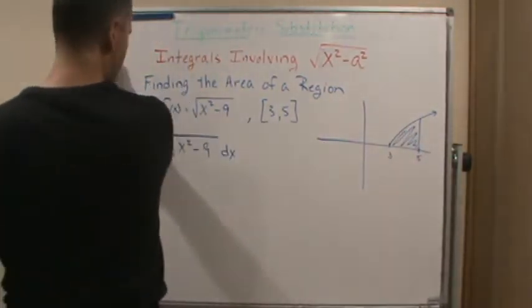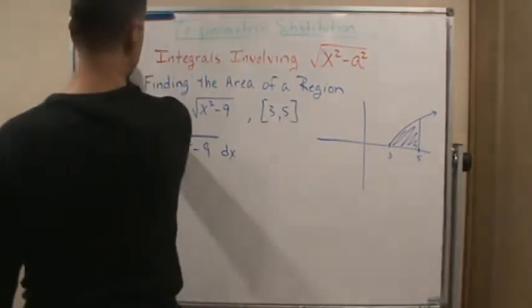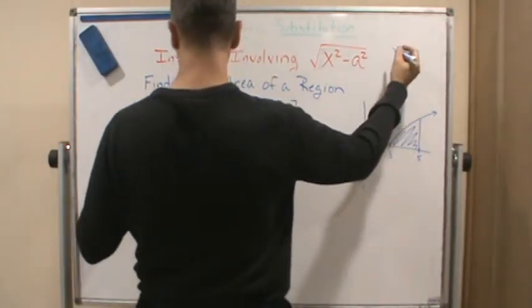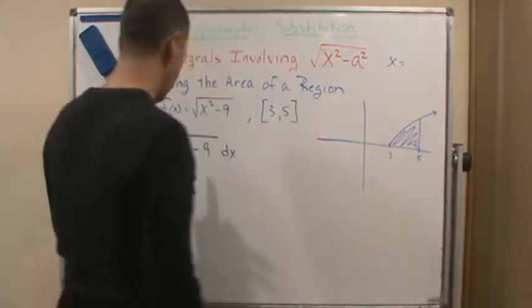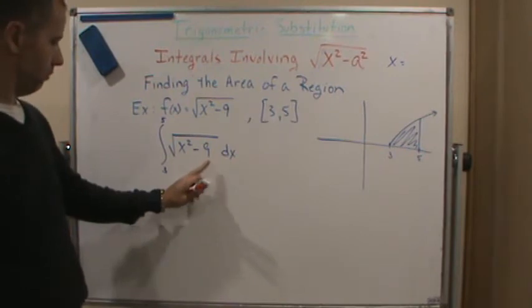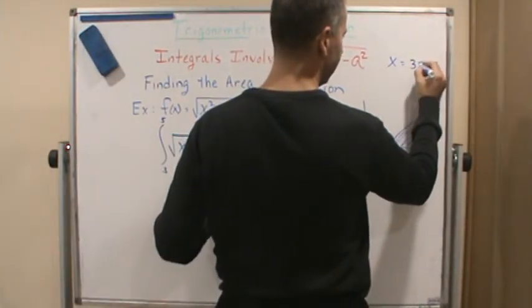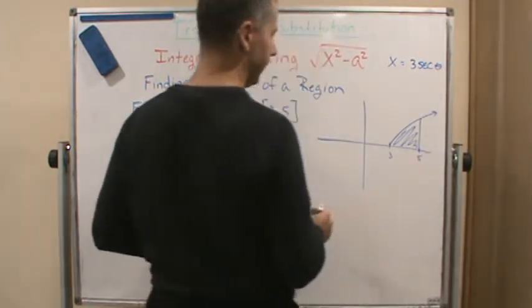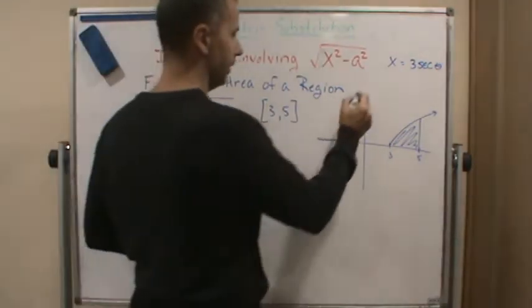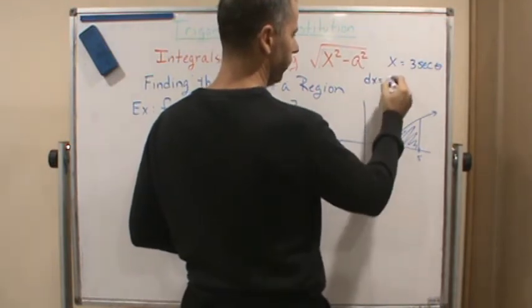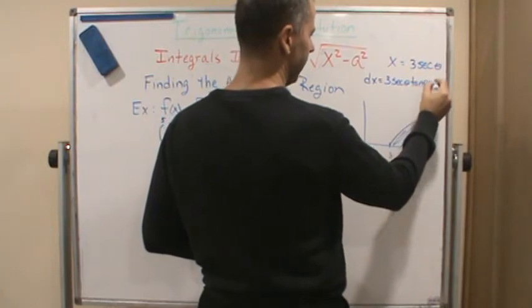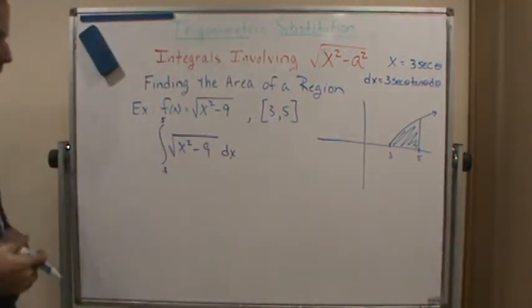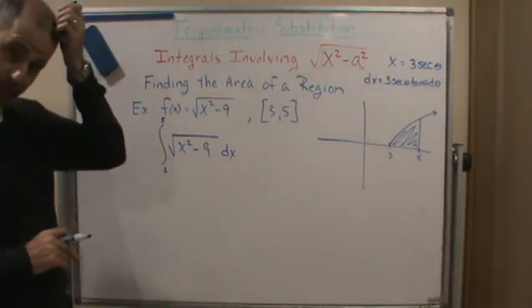So here's the idea. We're going to use secant. So x equals, well, here a is 3, so this is going to be 3 secant theta. And then, of course, dx is going to equal 3 secant theta tangent theta d theta. Okay, good. Now, if we do that substitution, we also have to change our limits of integration.